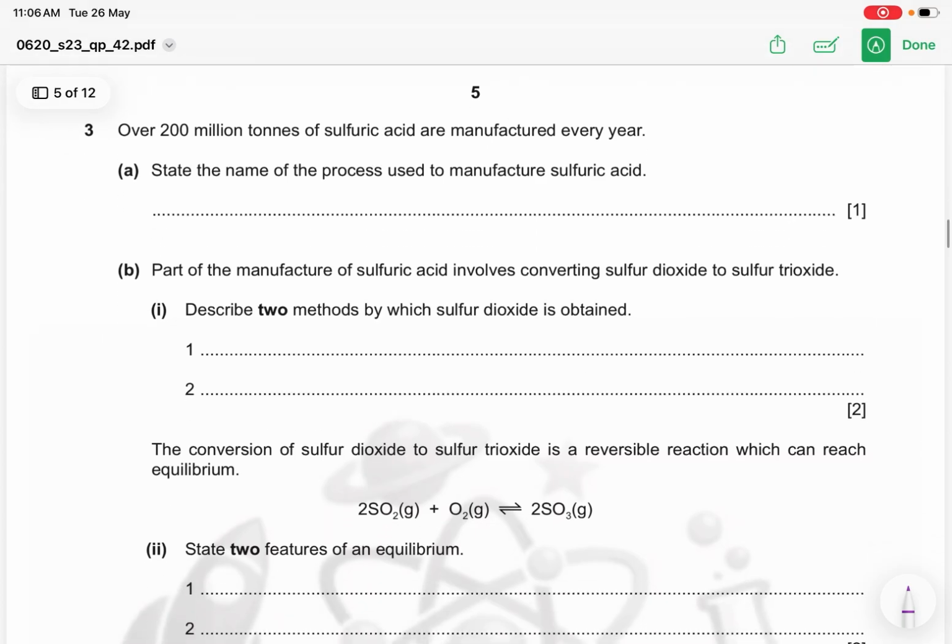Next, question 3. Over 200 million tons of sulfuric acid are manufactured every year. A. State the name of the process used to manufacture sulfuric acid. So we know the industrial process which is used to manufacture sulfuric acid is known as the contact process.